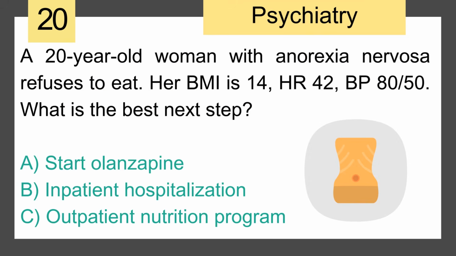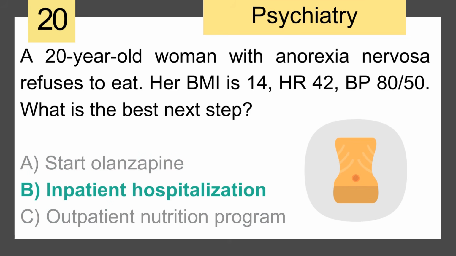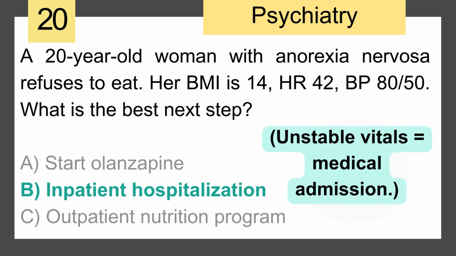Question 20. A 20-year-old woman with anorexia nervosa refuses to eat. Her BMI is dangerously low, her heart rate is low, and her blood pressure is low. So she looks unstable, and therefore the next step is inpatient hospitalization. With anorexia, if she has unstable vitals, we need a medical admission.